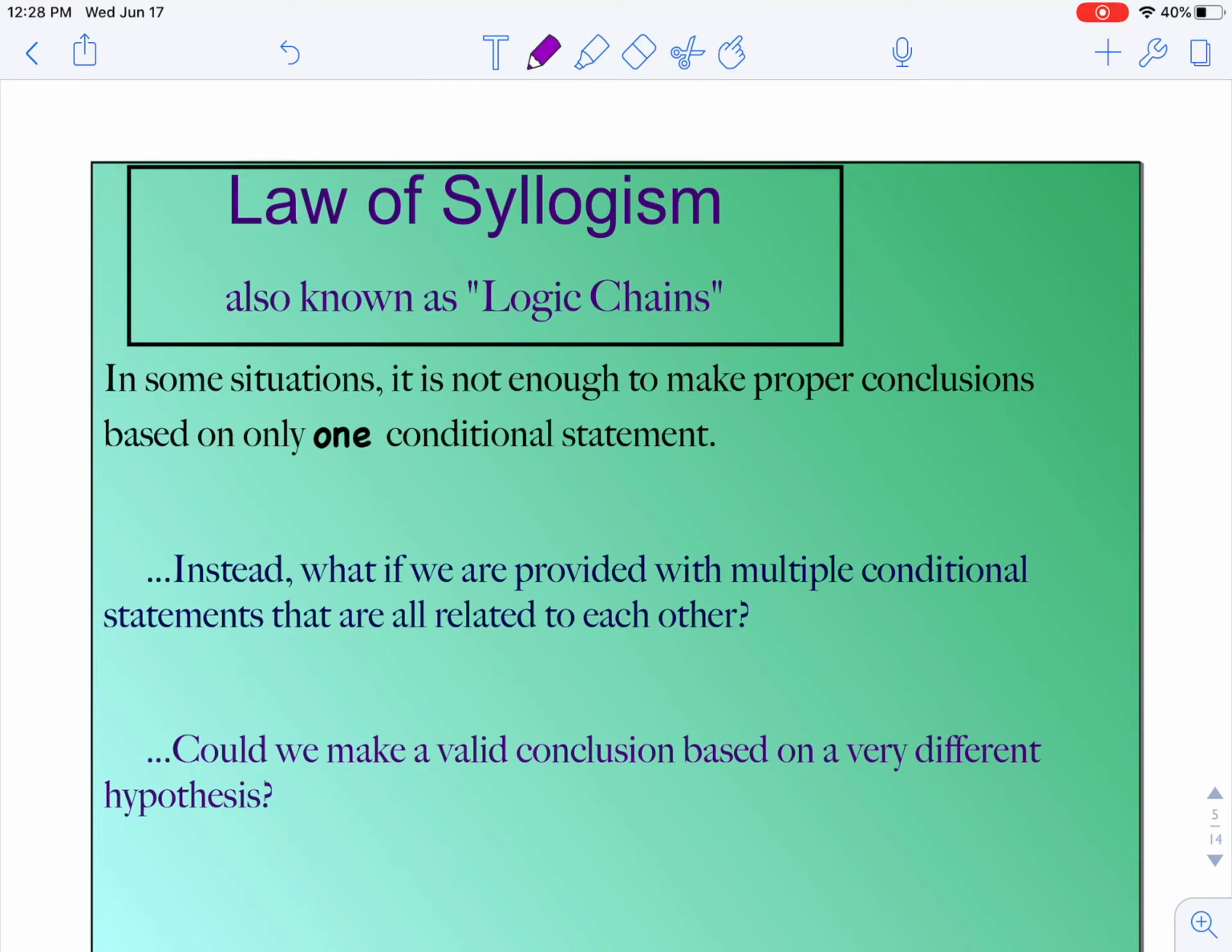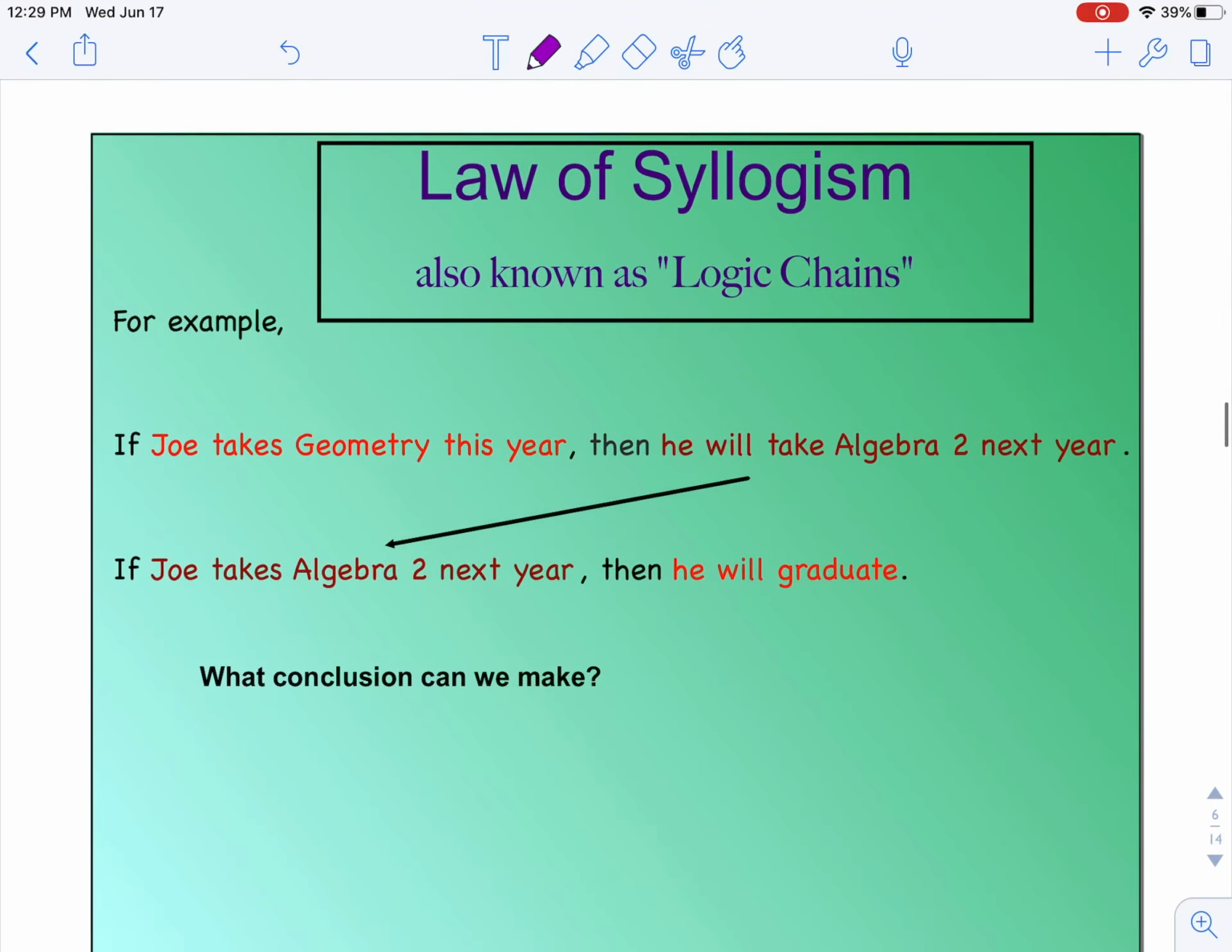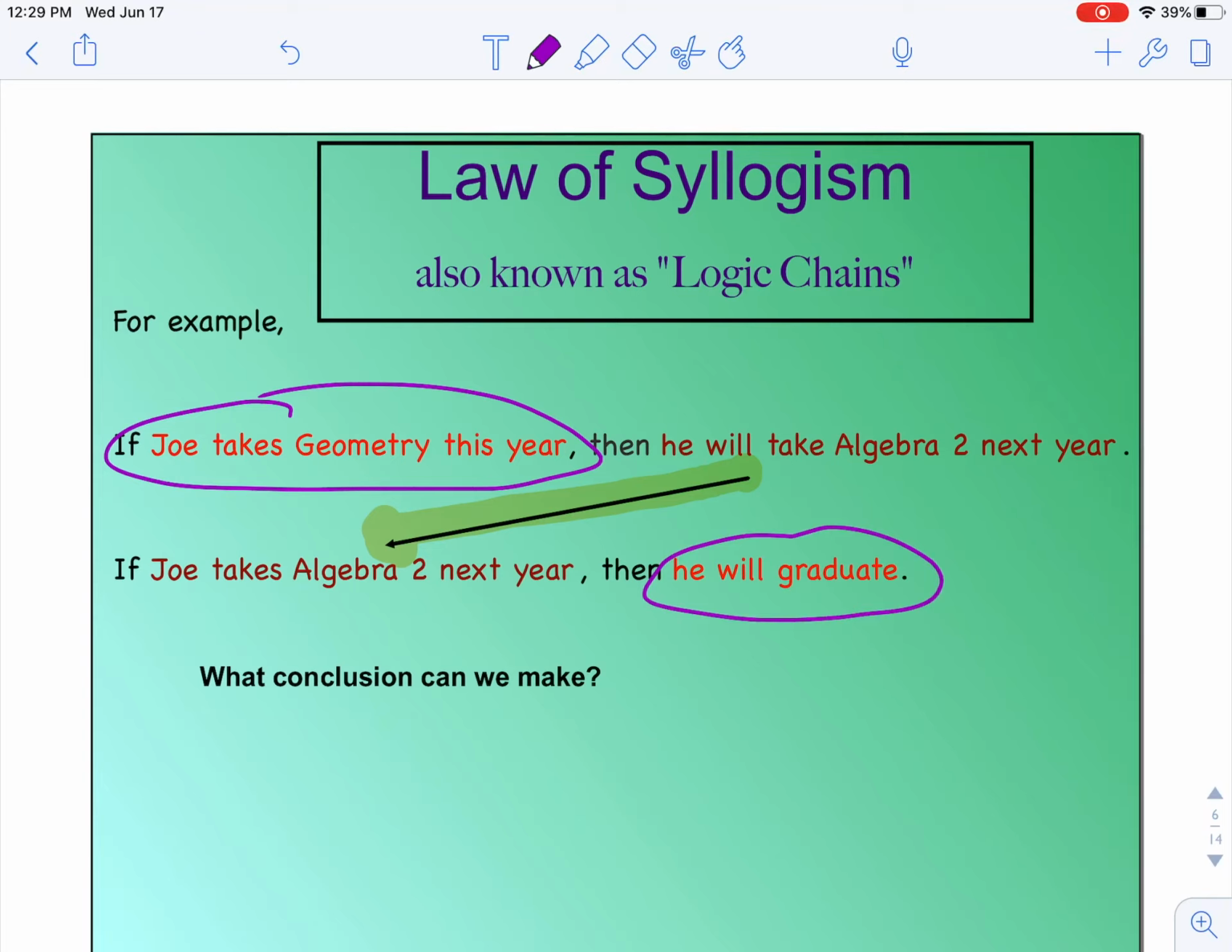So let's get into the logic chains. In some situations, there is not enough to make proper conclusions based on only one conditional statement. Instead, what if we're provided with multiple conditional statements that are all related to each other? We could make a very different valid conclusion based on a different hypothesis. For example, if Joe takes geometry this year, then he will take algebra 2 next year. If Joe takes algebra 2 next year, then he will graduate. So what conclusion can we make? We can make that if Joe takes geometry this year, then he will graduate.